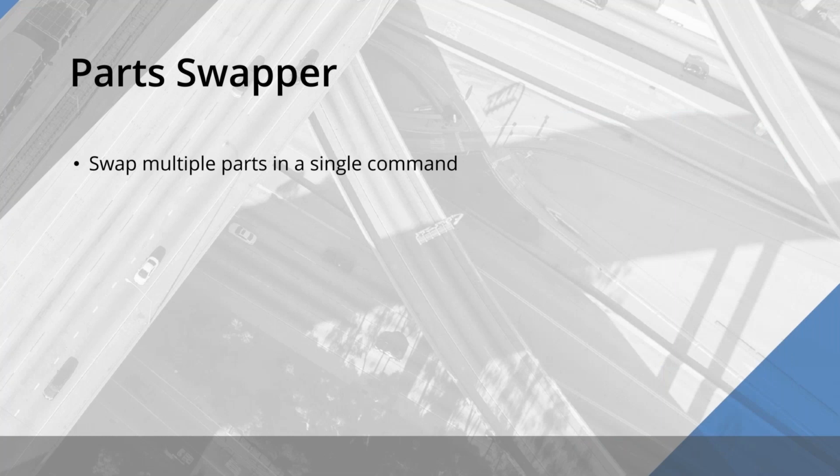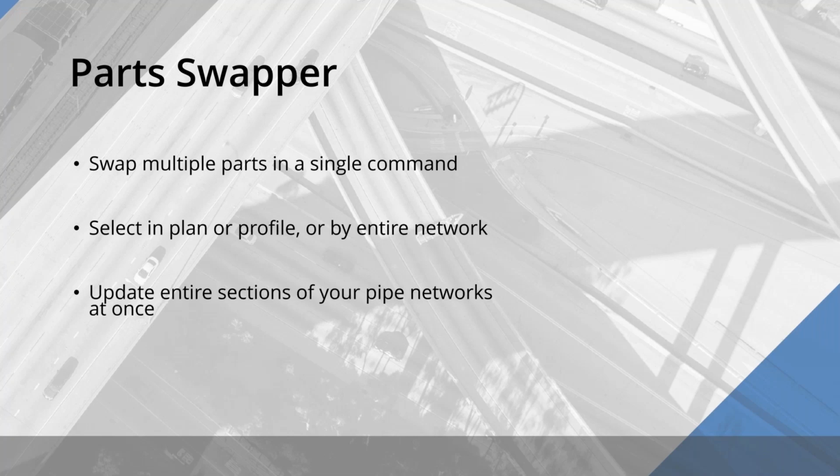A pipe networks part swapper. This allows you to swap multiple parts in a single command. Natively, you're doing that one at a time, and you can only do it in plan and profile. With this tool, you can select in plan or profile, or you can choose an entire network. You can update entire sections of your pipe networks at once.